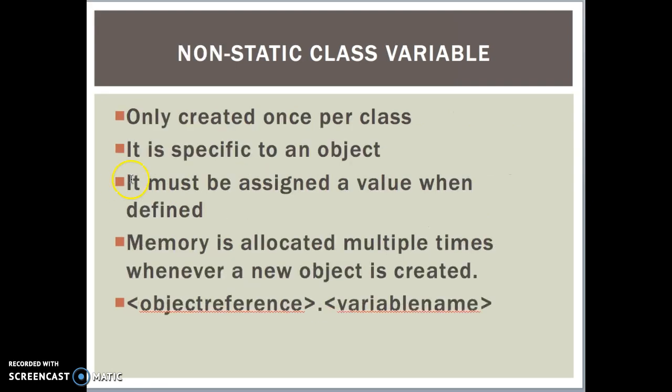A non-static class variable is only created once per class. It is specific to an object, and it must be assigned a value when defined. Memory is allocated multiple times whenever a new object is created. So you have object reference dot variable name, and that's generally how it's written.